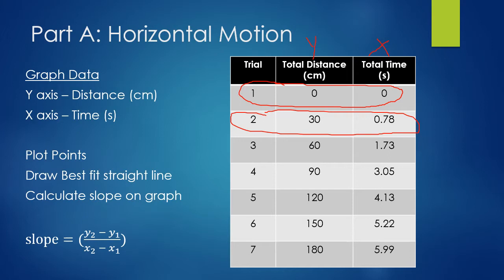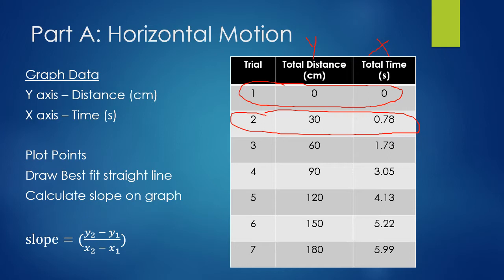Once you have plotted your points, I want you to draw your best fit straight line. Now this isn't perfect data, so when you're drawing your best fit straight line, starting at the origin, you will most likely not be able to go through all of your data points. I don't want you connecting the dots. What I want you to do is use a straight edge of some sort and draw the best fit straight line that you can.